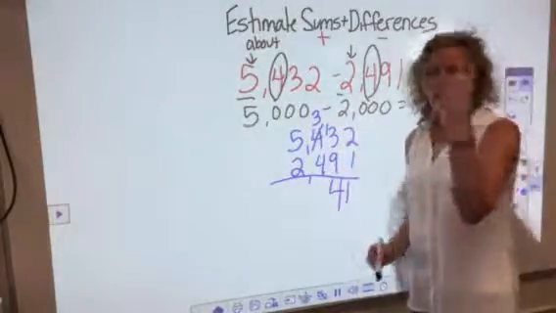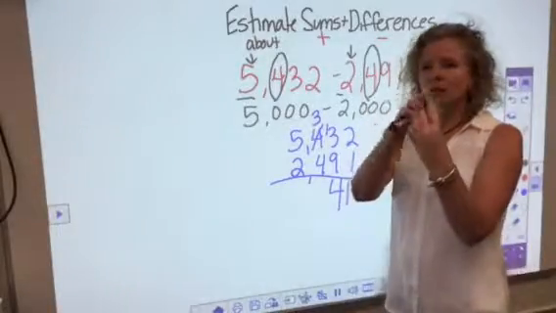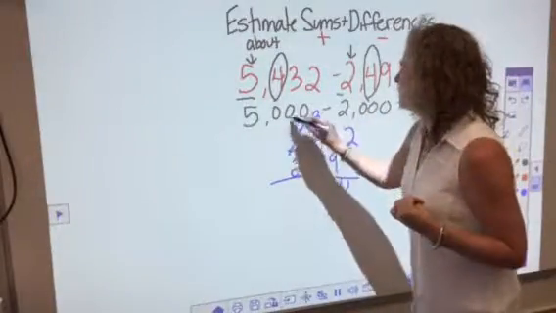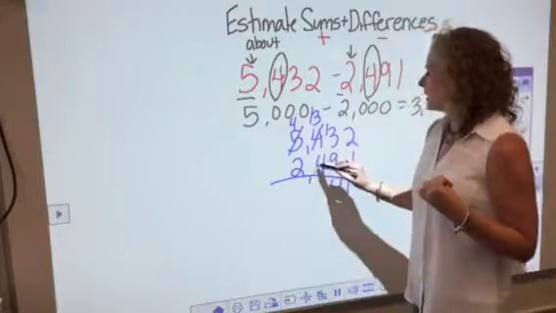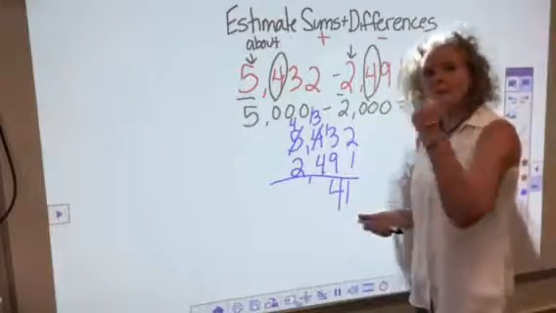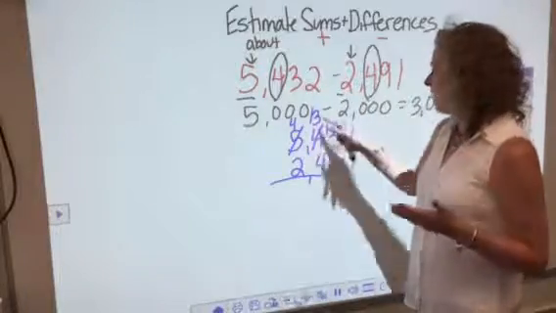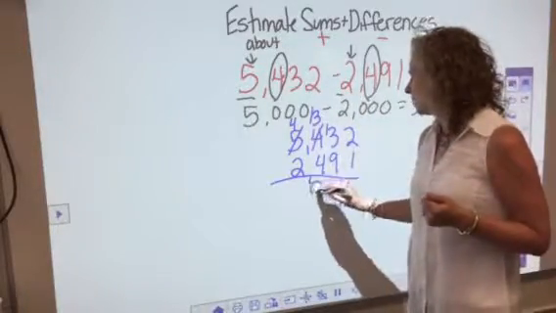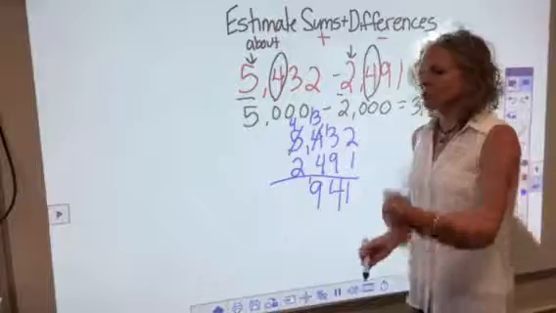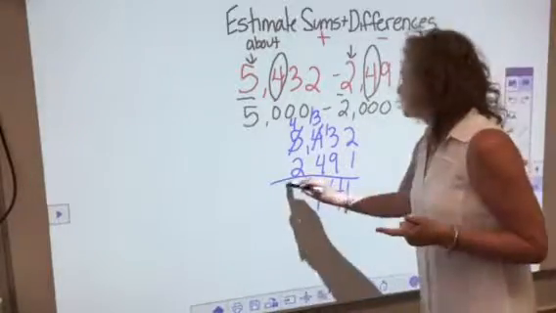3 minus 4, here's 3. Can I take 4 away? Gotta go next door. Now I'm going to count up. 4, 5, 6, 7, 8, 9, 10, 11, 12, 13. I stop once I get to that top number. Got a 9. 4 minus 2, 2, 3, 4.